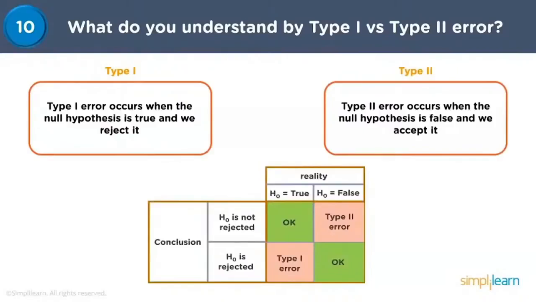So here you can see we have a reality where your null hypothesis is true, and here we have the null hypothesis is false, and this is where the type 1 error lies. So this can also be represented as false positive, where the null hypothesis is true and we reject it, and this could be false negative, where in reality the null hypothesis is false and we accept it.